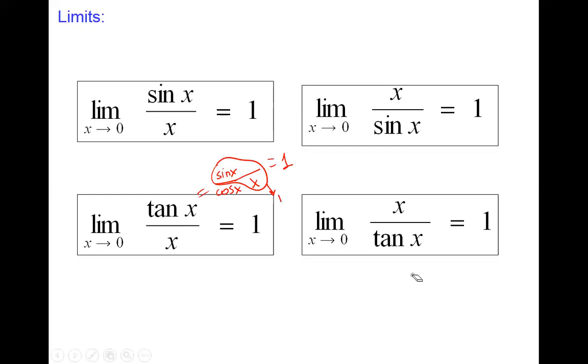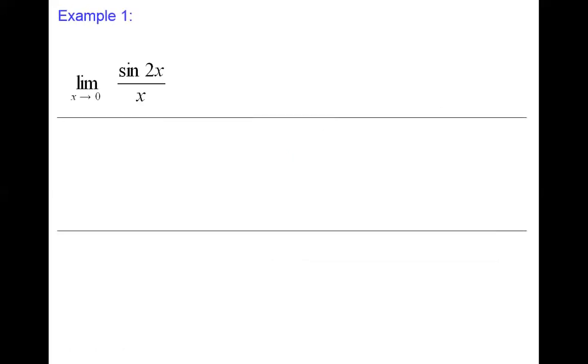That means these four are the formulas that we should know. Of course, this is true, which was just proven, and we can apply it. So now let's solve a few limits. Limit as x goes to 0 of sine of 2x over x.